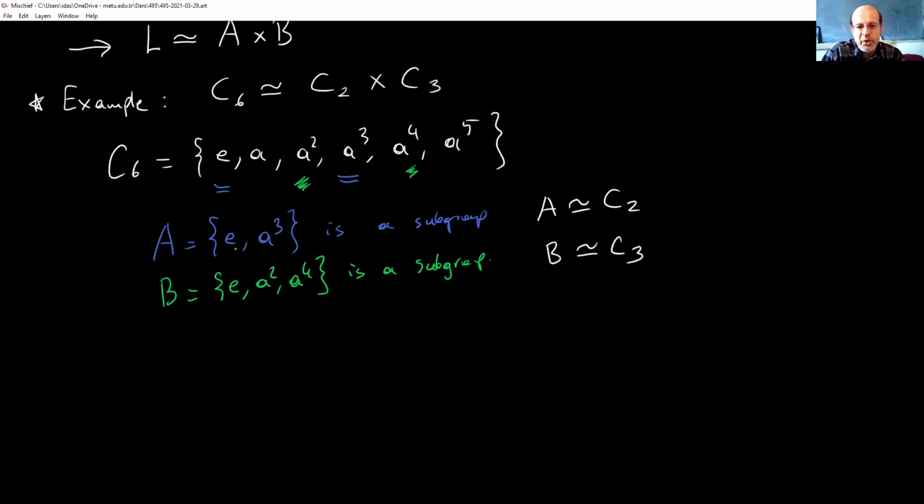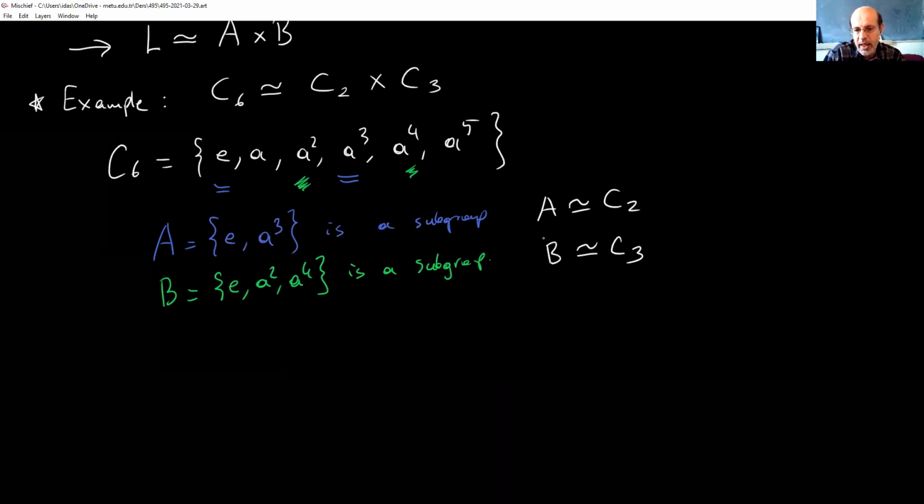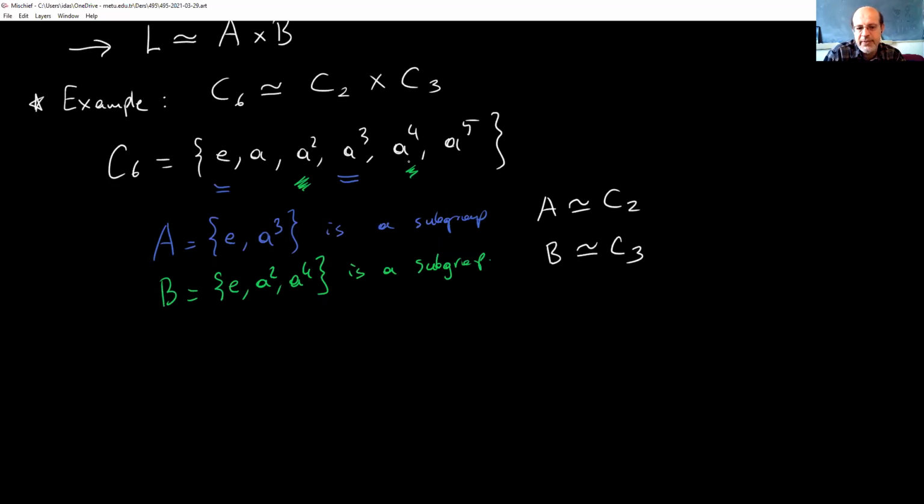So what I was saying, you can easily check that these two subgroups satisfy all the properties. So the commutativity is obvious because the whole group is also commutative, right? So therefore, no problem with the commutativity. A intersection B is only the identity, that's okay. And then you just take any element and try to express it as a product of elements of A and B. You can easily see that A cross B has 6 elements.